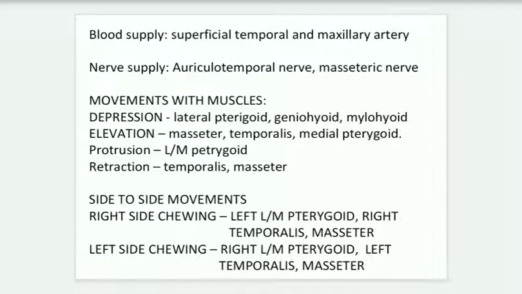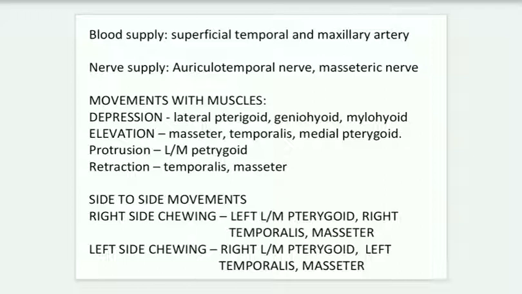Movements with muscles. Depression, opening the mouth: lateral pterygoid, digastric, geniohyoid and mylohyoid. Elevation, closing the mouth: masseter, temporalis, medial pterygoid. Protrusion: lateral and medial pterygoid muscles.